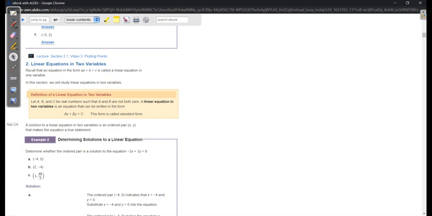It reads linear equations in 2 variables. Recall that an equation in the form ax plus b is equal to c is called a linear equation in 1 variable. In this section, we will study linear equations in 2 variables. All right, so we've got. Can y'all see that thing that says assignment there? There we go. We got it off. Okay. All right, so in this section, we will study linear equations in 2 variables.